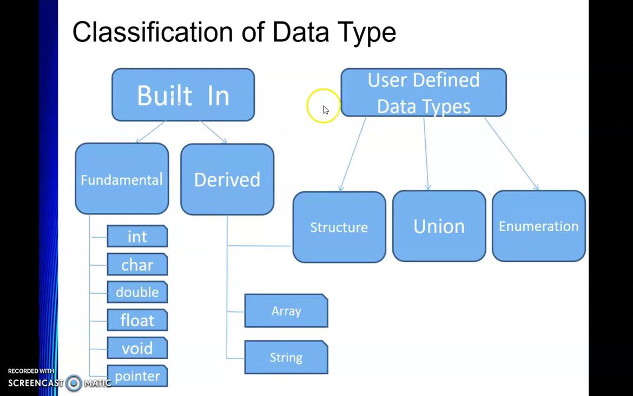But you have to understand data types are classified as built-in and as user-defined. In built-in, we have fundamental and derived. The four basic fundamental types are int, character, float, and double. Other than that we have void and pointer, which we are going to discuss in the later part. Then we have derived types, array and string, which we will cover in this particular session itself. And for user-defined data types, we have structure, union, and enumeration, which we will be discussing down the line.